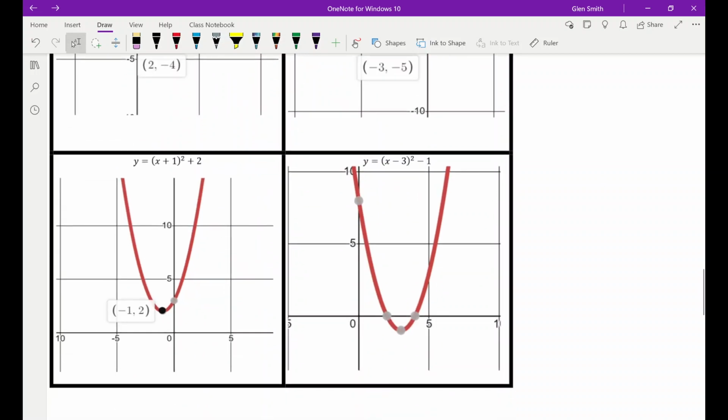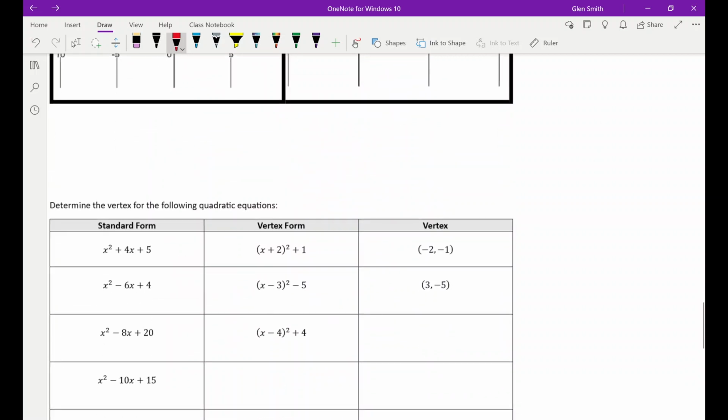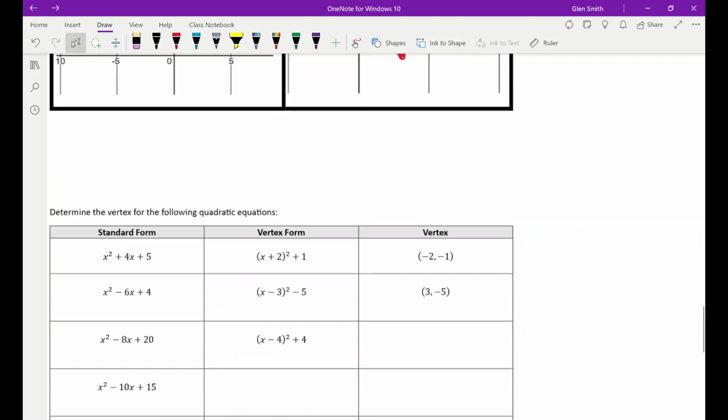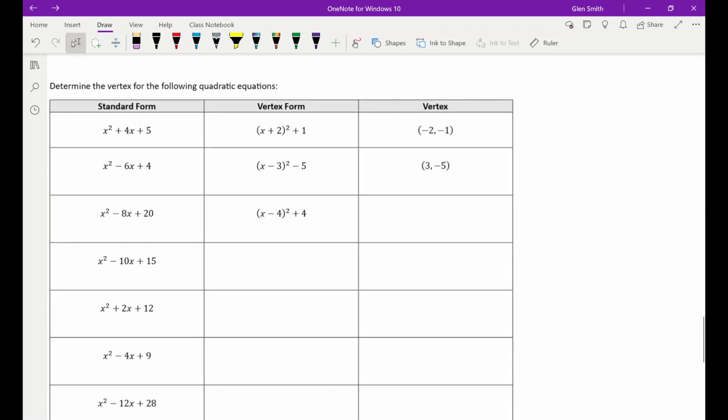Okay, and this went 1 left, so 1 left, 2 up, right? Negative 1 and then plus 2 at the end. So that's what that is, negative 1, 2. And this goes 3 to the right and 1 down. So here's 0, 0. If you go 3 to the right and 1 down, that's where the vertex is. Okay. So my whole goal with the rest of this paper here is just, can you tell me where the vertex is?